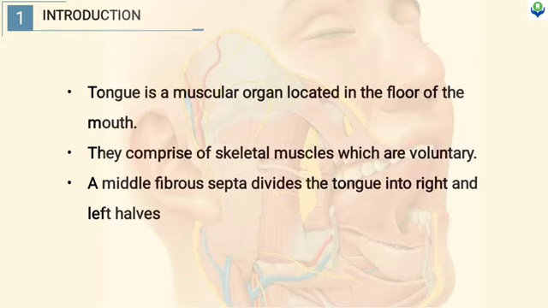The tongue is a muscular organ located in the floor of the mouth. It comprises skeletal muscles which are voluntary. A middle fibrous septum divides the tongue into right and left halves.